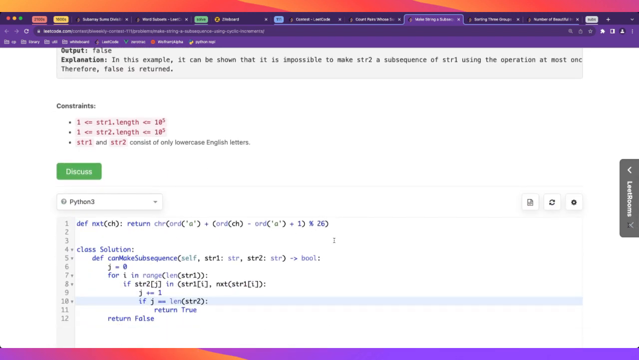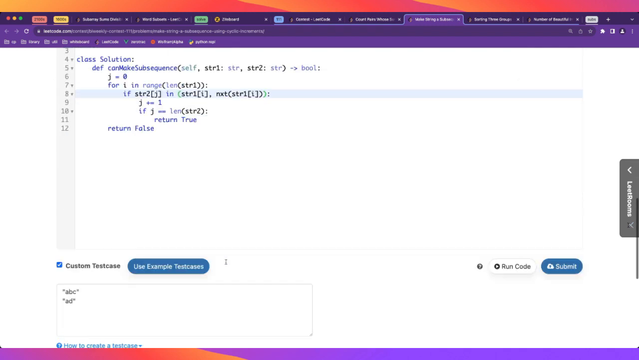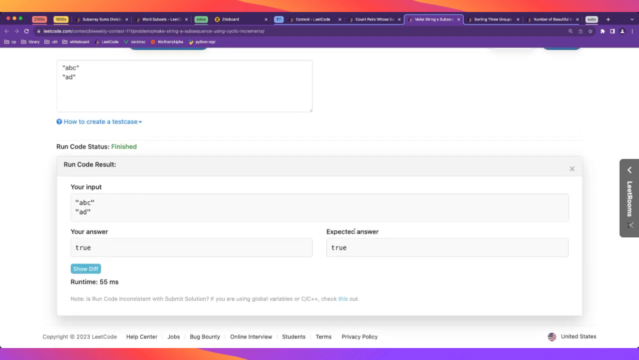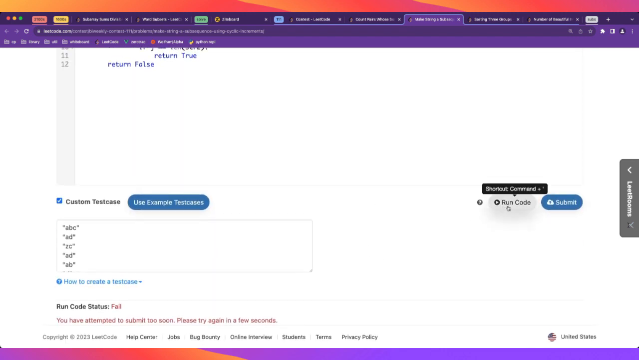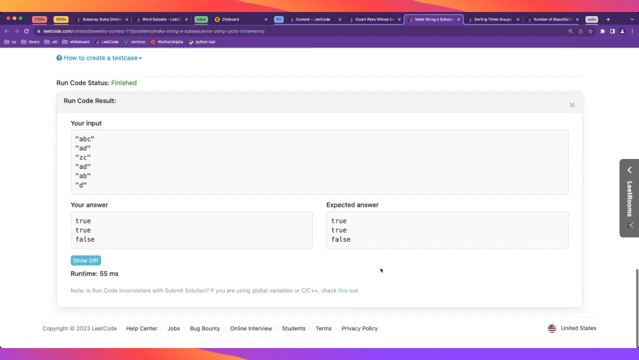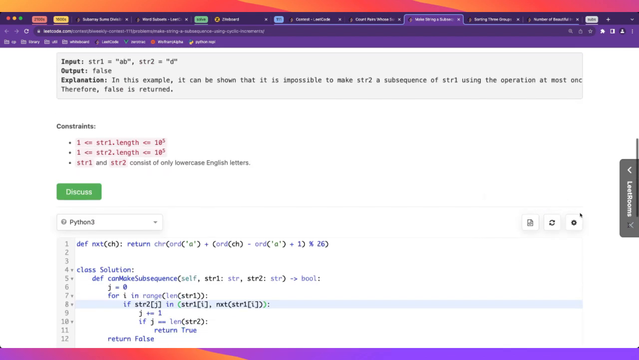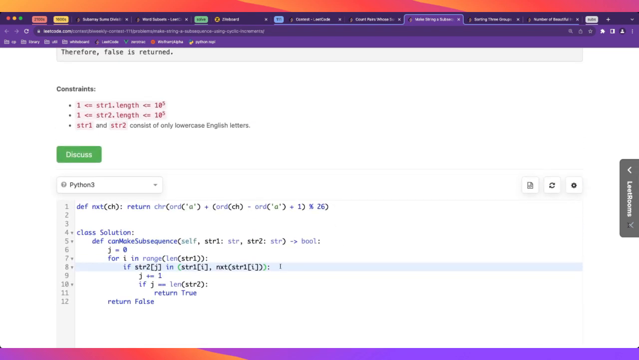What did I do? Did I close? Oh, I'm missing one parenthesis here. Cool. And let's see the other cases. True, true, false. So it's good. Accepted. So yeah, let me explain a little bit more.